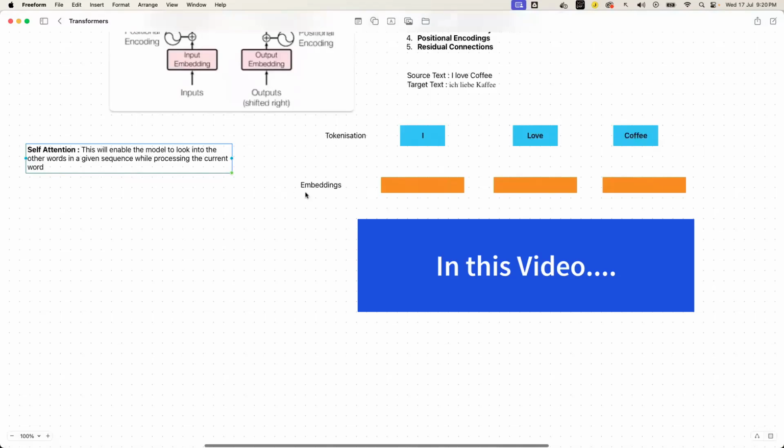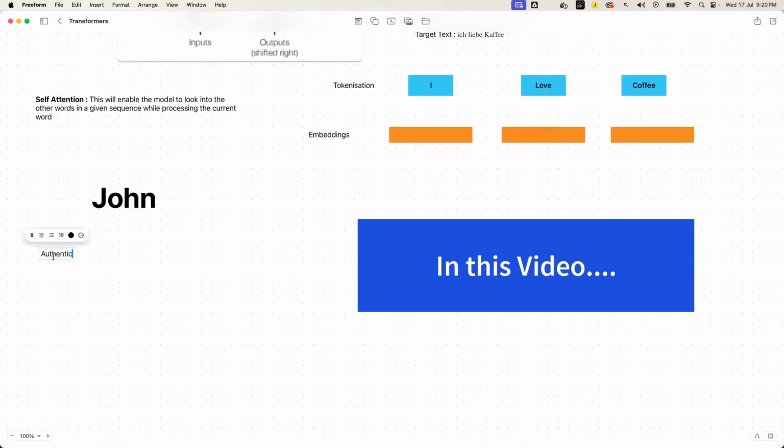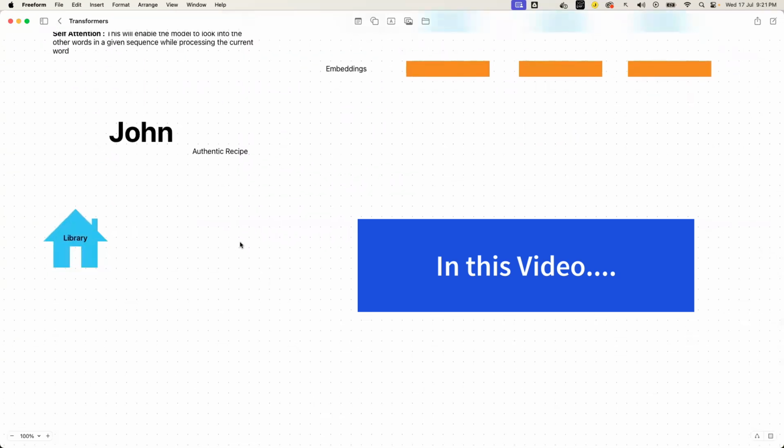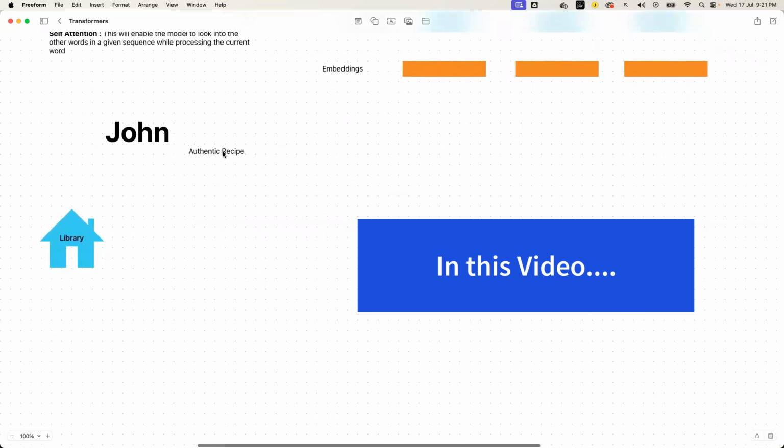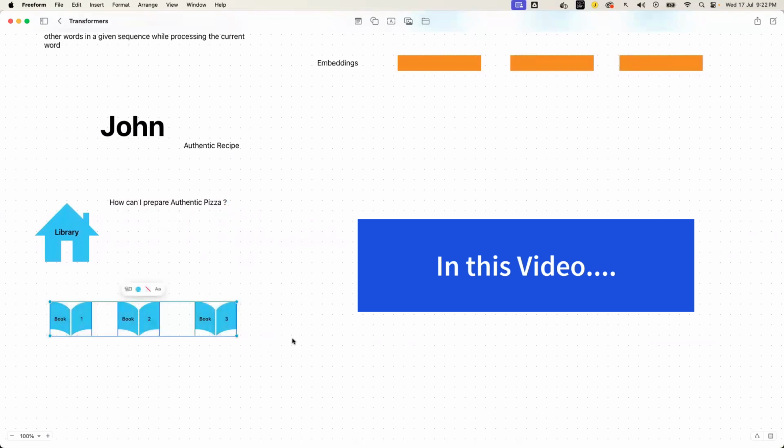I'll give you a story, okay? He's now interested in cooking. If you refer to an authentic recipe which is present in a city's old library, in this very big library, he'll start searching the book. So he has shortlisted 3 books.